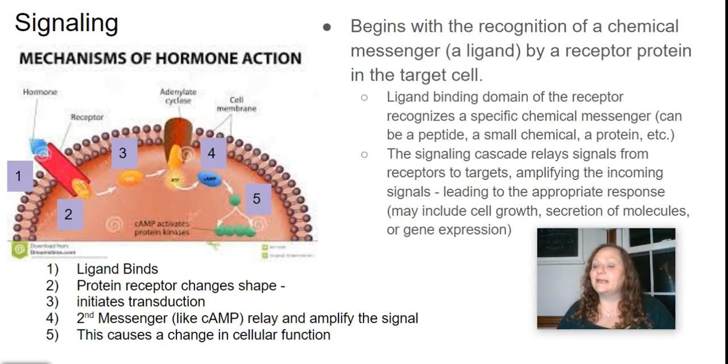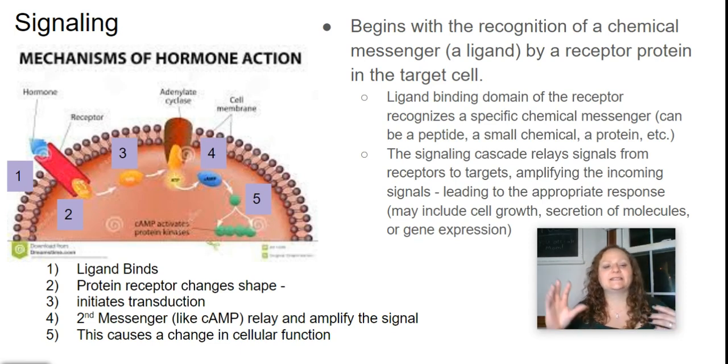The signaling cascade is then going to relay the signals from the receptors to the target molecules, oftentimes, like I said, amplifying the incoming signal. This leads to a cell response. Could be cell growth, could be secretion of molecules, or, like we mentioned earlier, gene expression. On the left of this page, I have a diagram where I've put in the steps. There's 5 steps here so that you can see them.